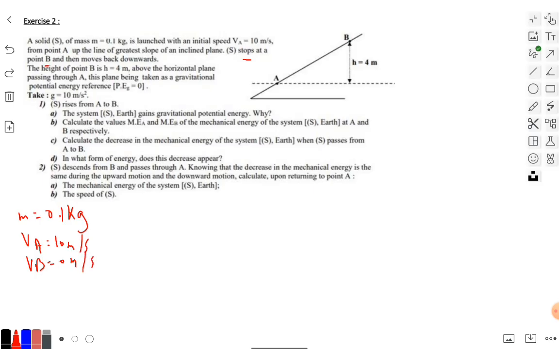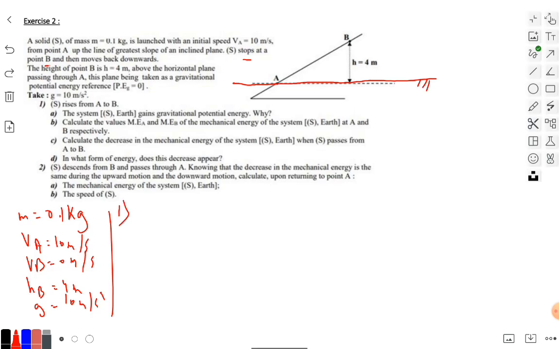The height of point B is h equal 4 meters, so hB equal 4 meters above the horizontal plane passing through A. This plane is taken as the gravitational potential energy reference, so this is the reference. So GPE at point A equal to 0 since it's on the reference. Take g equal 10 meters per second squared.